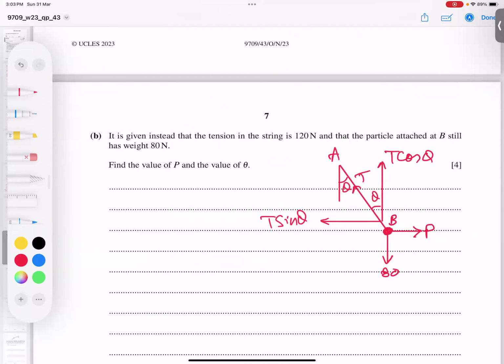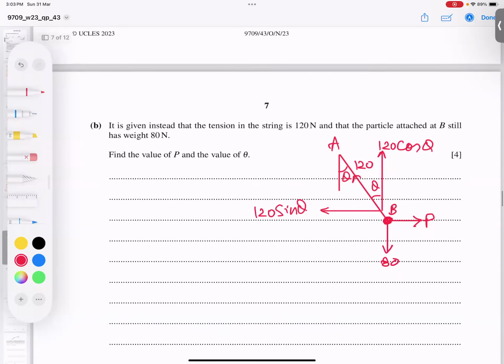Now you can see this one. What I'm going to do now is remove each tension and write 120. So 120 cos theta, 120 sin theta, because tension is actually equal to 120 newtons. The rest is exactly the same. So he's saying find out P. I think this is a very clear approach. So this is equal to that, and this way I can find theta very easily. So have a look now.